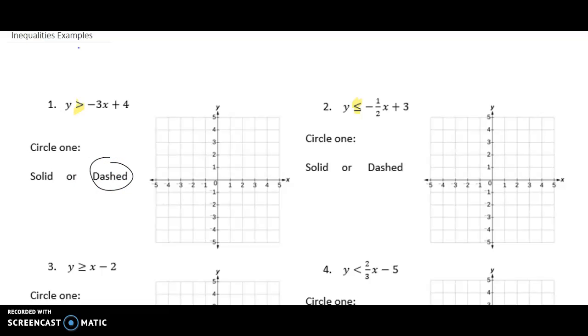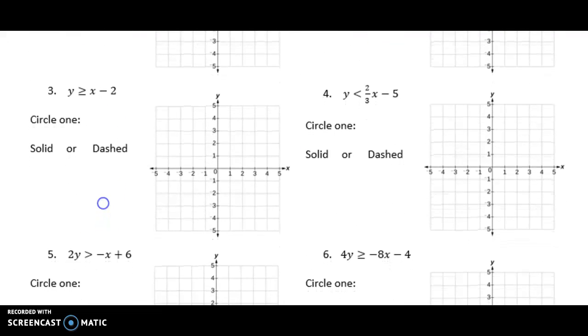Here's my second one. y is less than or equal to negative 1/2 x plus 3. Well, it's y is less than or equal to, so we know that it's solid because it has that little line underneath. Let's move on to the next one. y is greater than or equal to x minus 2, or equal, we know that's solid. y is less than 2/3 x minus 5, dashed. Let's keep moving. We have 2 more.